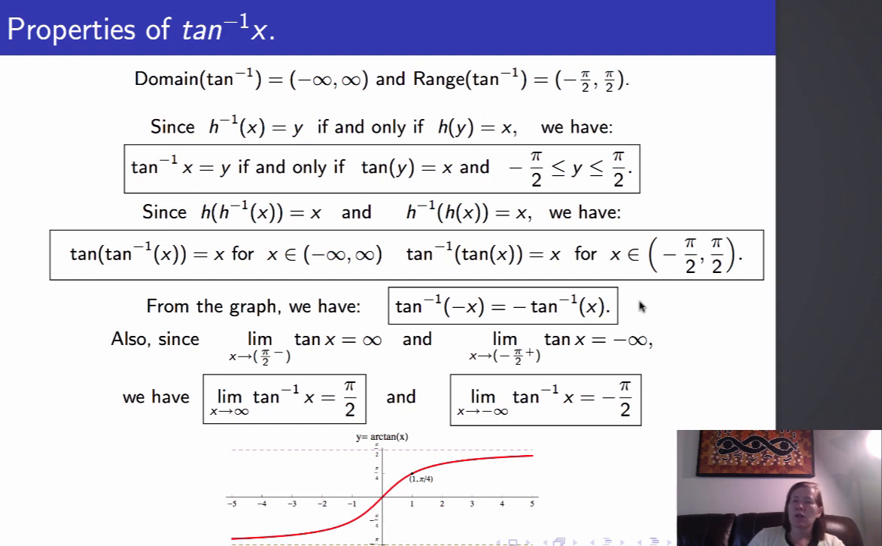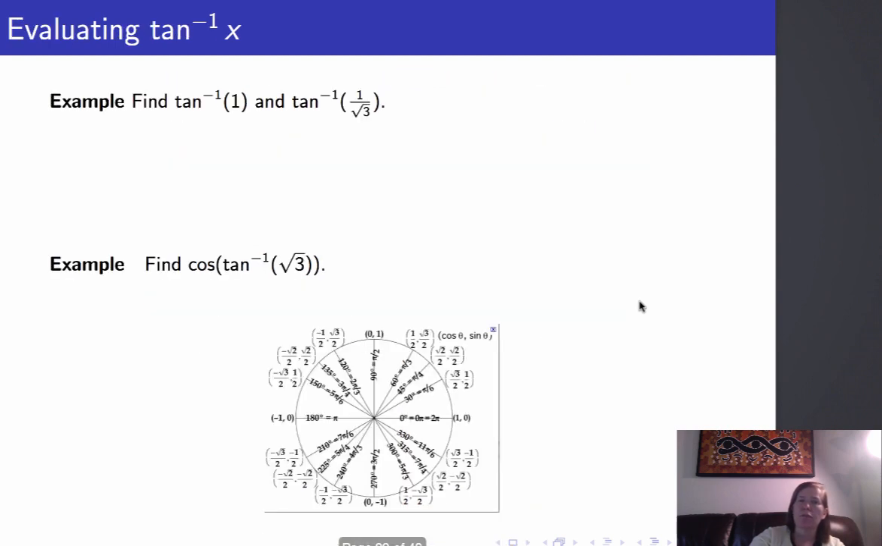We can also see that the graph of tan inverse has two horizontal asymptotes. So the limit as x tends to infinity of tan inverse of x is pi over 2, and the limit as x tends to minus infinity of tan inverse of x is minus pi over 2. And of course these come from the limits that as x tends to pi over 2 from the left and x tends to minus pi over 2 from the right, tangent of x goes to infinity.